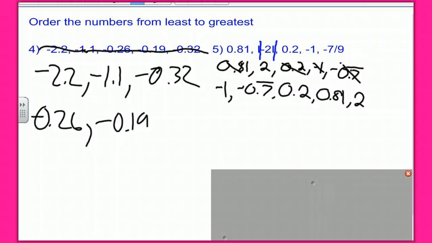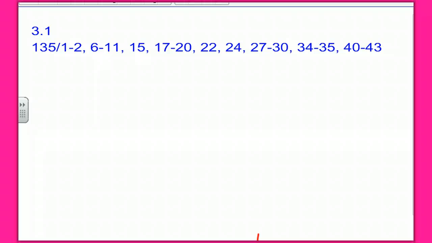Okay, and then what could she do? The final step? She could, yes, write them in the original form. This could be -7/9, and then the 2 could be written as -2 inside of the absolute value. So it looks exactly like the original numbers. Okay? Questions? Very nice. And here's your assignment today. Have fun.